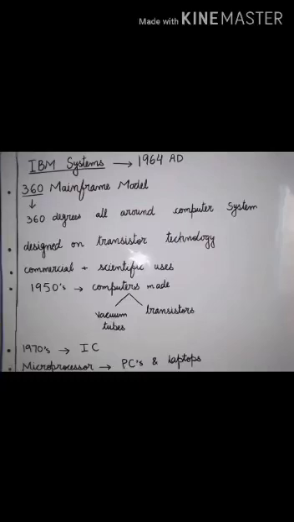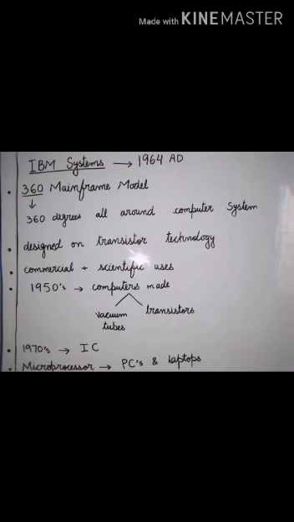IBM System/360. IBM stands for International Business Machines. International Business Machines developed the 360 mainframe model. 360 stood for 360 degrees, an all-around computer system. It was designed on transistor technology and was available for both commercial and scientific uses. Major developments led to significant improvements in speed, computing power, and reliability of computers.